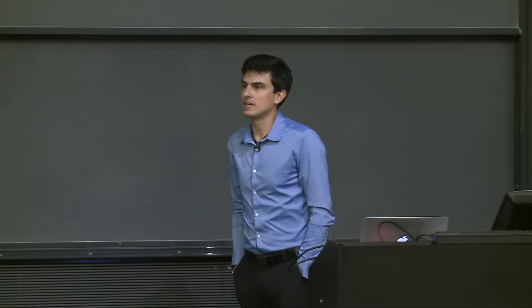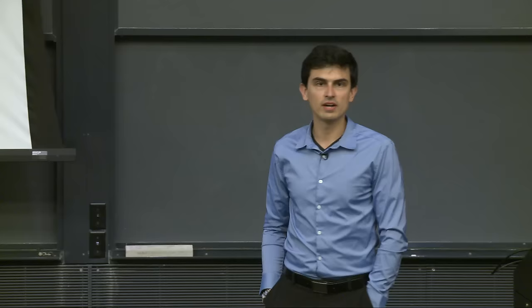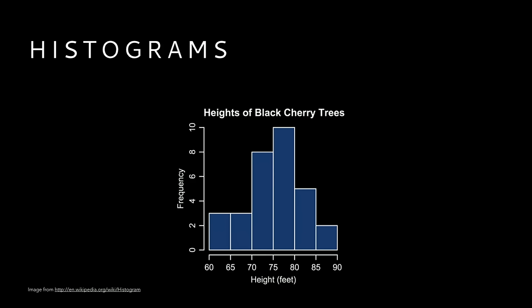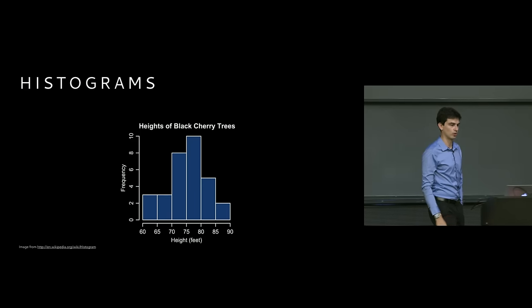All right, the histogram. A histogram is essentially just a graph that counts the frequency of something, or the number of occurrences of some particular thing. This is a histogram copied from Wikipedia, which shows a distribution of the heights of some cherry trees out of a population of cherry trees. We can see here that cherry trees between 75 and 80 feet have the highest representation, with 10 trees being accounted for here.